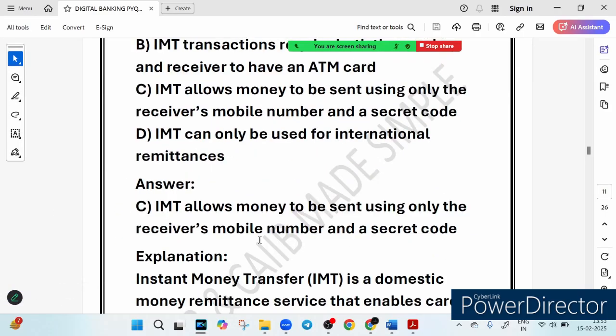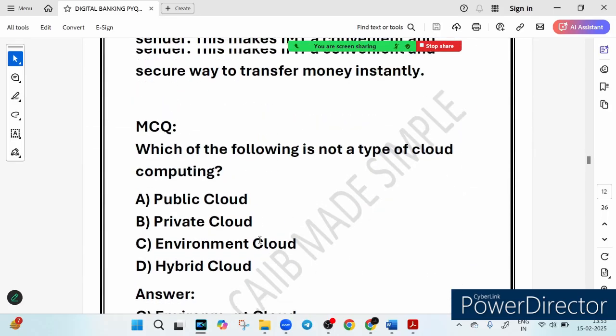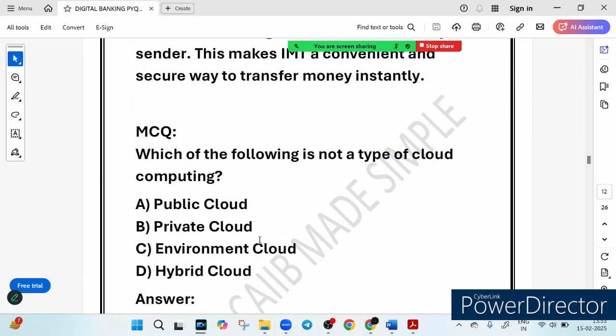So each and every question provides you a concept which helps you in examination. Let's see the next question. Which of the following is not a type of cloud computing? Very nice question it is. Let's go through each and every option.